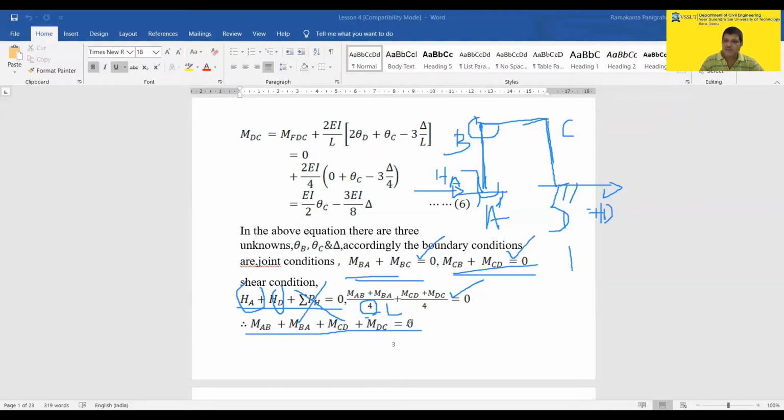Now, by putting the values of MBA, MBC, MCB, MCD, MDC, and MBA, whatever values we have obtained as equations 1, 2, 3, 4, 5, 6, the relevant values shall be put against each moment, and then we have to solve them.